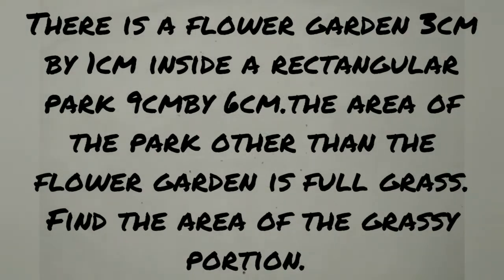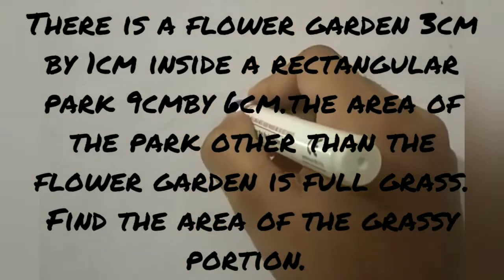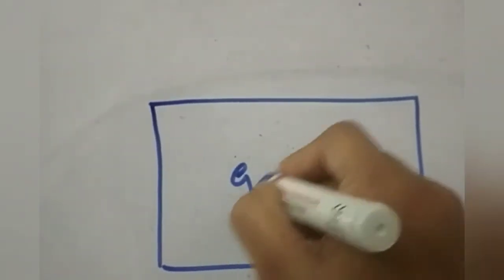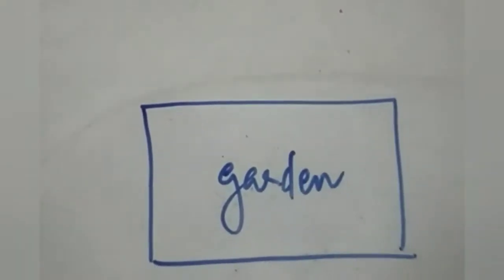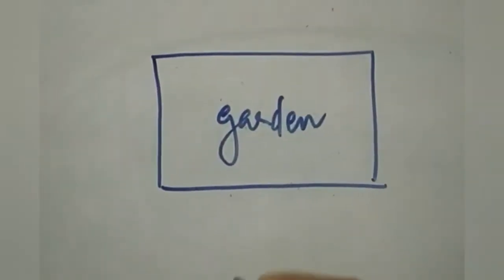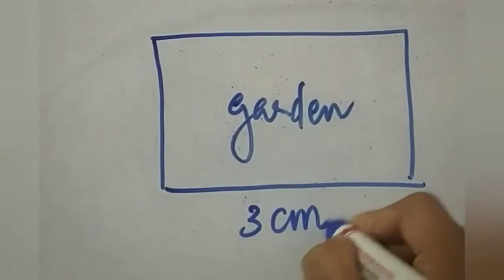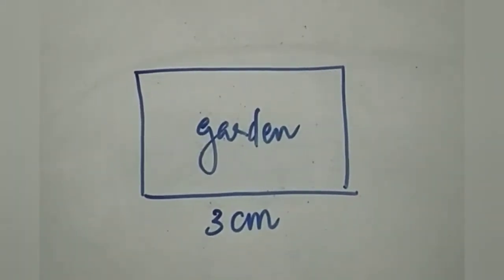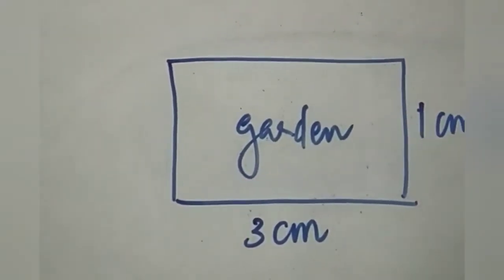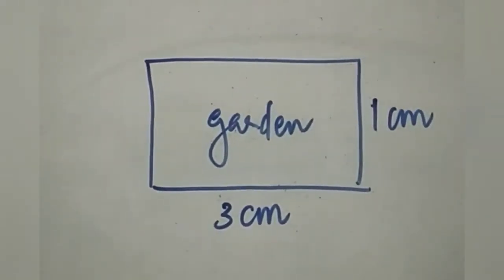So, here it says that there is a garden which is in the shape of a rectangle. So, let us draw the garden. The garden is in the shape of a rectangle. So, this is the garden. And it is also given that the length of the garden is 3 cm and the breadth of the garden is 1 cm. So we marked its measurement.